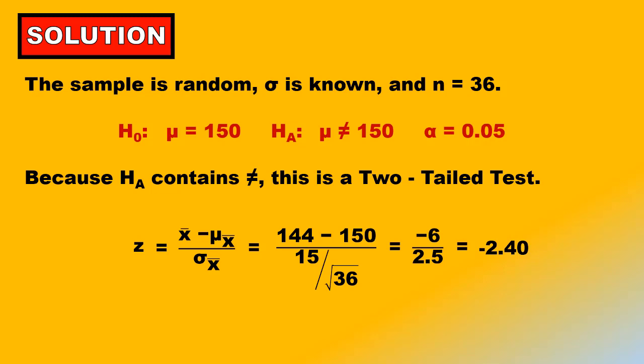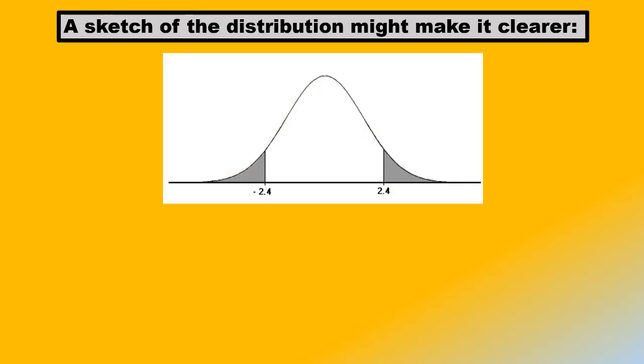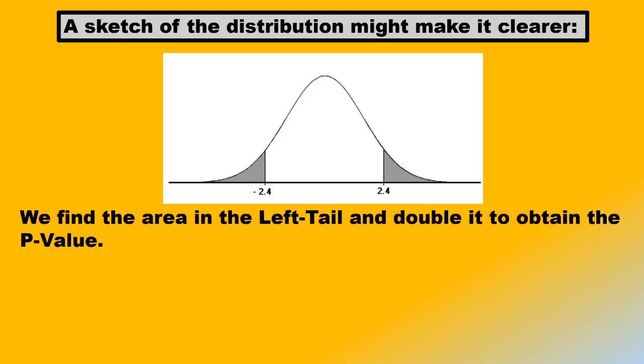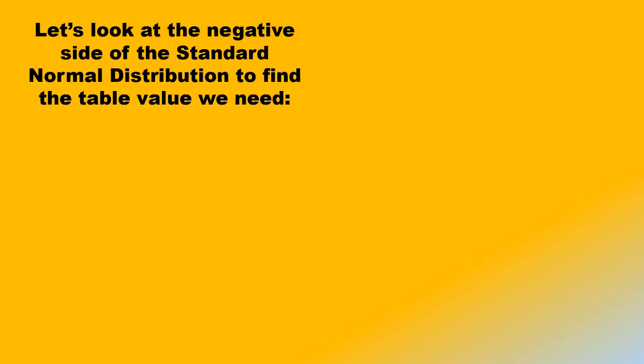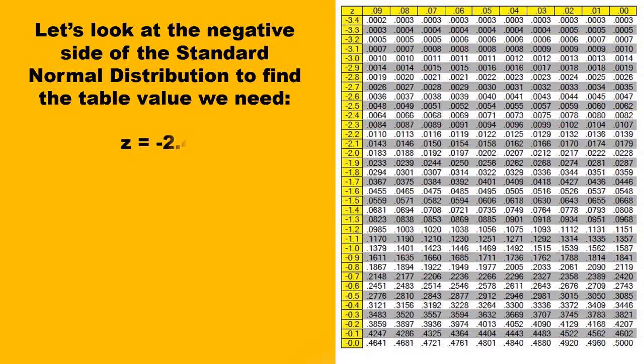So once we have our z-score, we're going to go ahead and look that value up on the standard normal distribution table. Let's look at a sketch. Remember, we're doing a two-tailed test, so we need the p-value to be the combined area between those two tails. So we're going to find the area in the left tail, double it, and that'll give us our p-value. So let's look at that distribution. We need the negative side to get that negative 2.4. So if our z-score is negative 2.40, then the table value is going to be 0.0082.